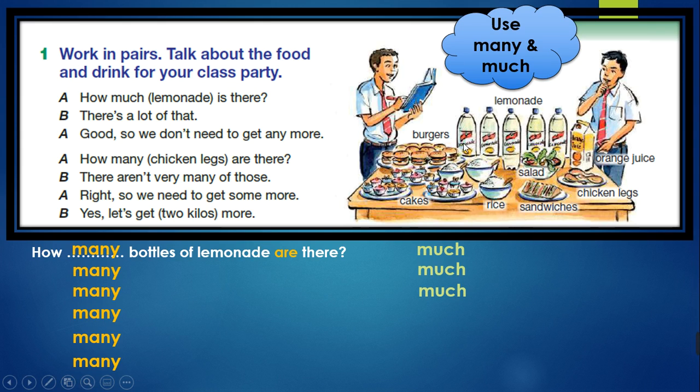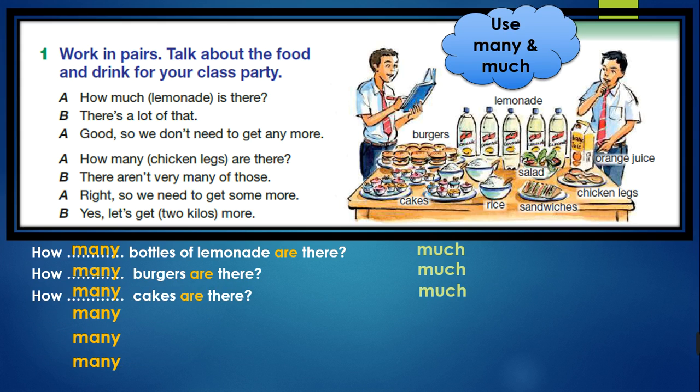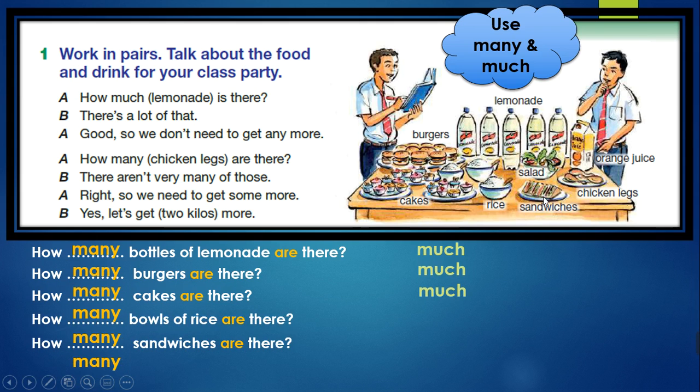Burgers, what do you think? Or let's do it together. Burgers, how many or how much? How many burgers are there? Excellent. About cakes, can we count them? Yes, we can. So, how many cakes are there? Okay. What about the rice here? We have 3 bowls of rice. So, how many bowls of rice are there? Bowls of rice, so we can count them. Okay, what else? How many sandwiches are there? Very good. We have 3 sandwiches. So we need to bring more sandwiches. Okay. What else? How many cartons of orange juice are there? We have just 1 carton, so we need to bring more.